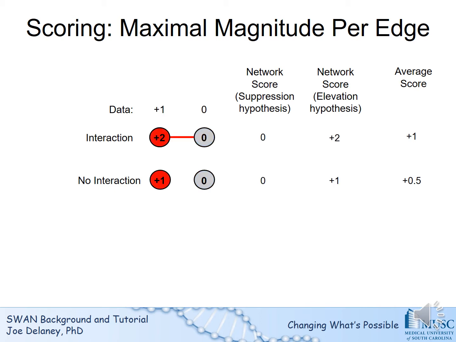Now let's say we're doing this for elevation. It's the same sort of idea, whereas in the suppression hypothesis, the minimum is now 0. It's not +1 or +2. It is the 0 within this pathway pair. Whereas the elevation hypothesis now adopts that same magnitude, and the average score is just the inverse of the suppression.